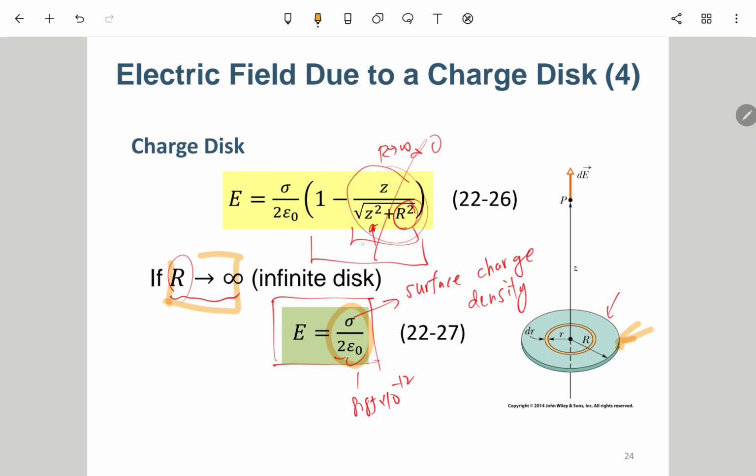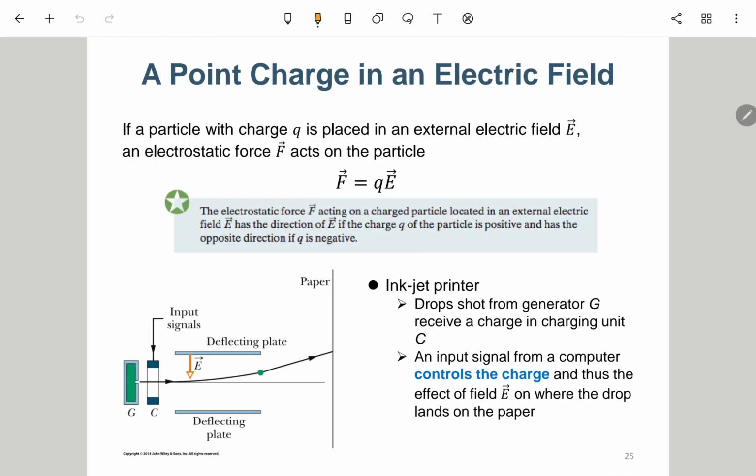If we don't make this assumption, we have this term here, which still depends on z. Z is the distance from the point you are concerned with to the disk, the perpendicular distance. Without this assumption, this term is not zero, so the field would depend on distance. But if R is infinite, the electric field it generates is uniform and independent of the distance.